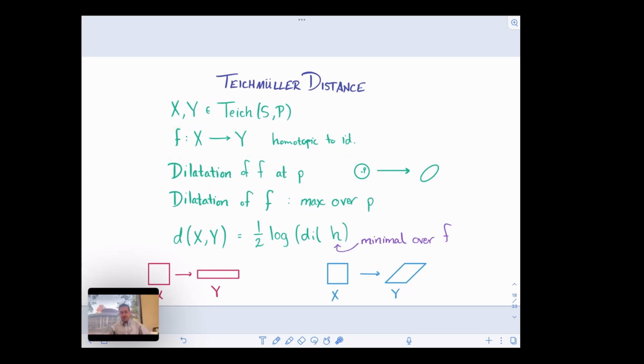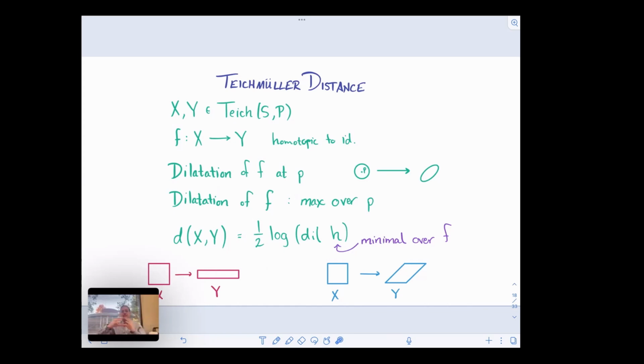And for any map of Riemann surfaces, I can talk about the dilatation, meaning the map will take a small circle, which you can think of as being in the tangent space, and it takes it to an ellipse. So that's the dilatation of a map at a point. It's the eccentricity of the ellipse. That's how far it is from being holomorphic. The dilatation of f is the max.